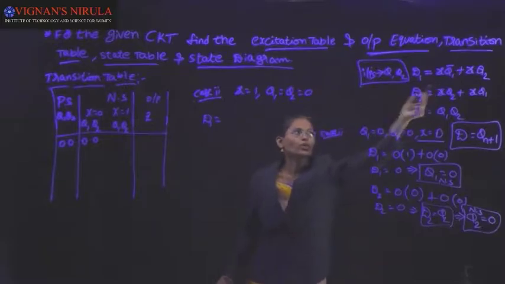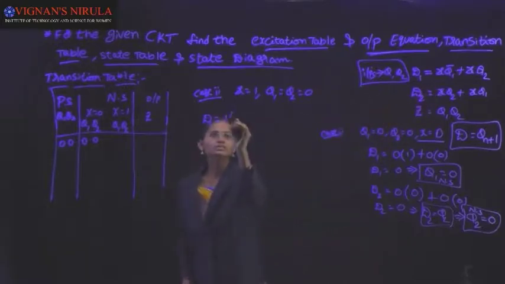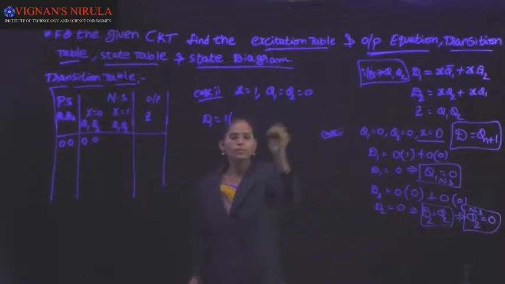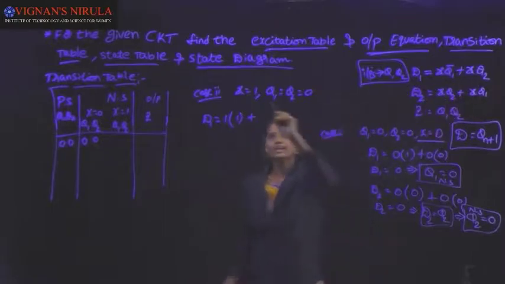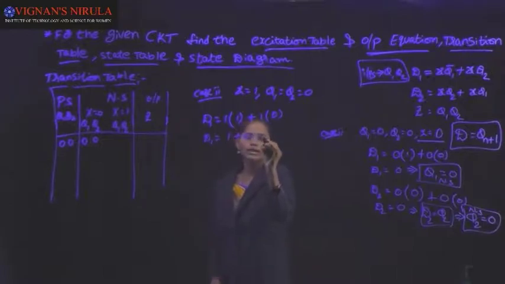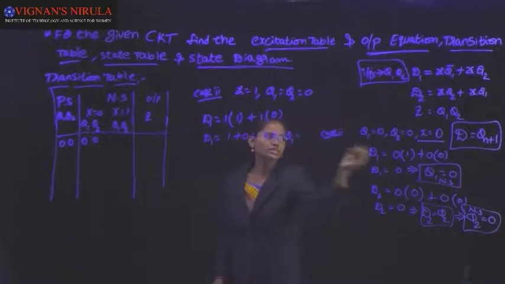X into q1 bar. Here x is 1, q1 bar, the complement of 0, is 1, plus x into q2, that is x value is 1 into q2, which is 0. That is d1 equal to 1 into 1, 1 plus 0 is 1. Then finally d1 equal to q1 by using the characteristic equation, the next state q1 is 1.